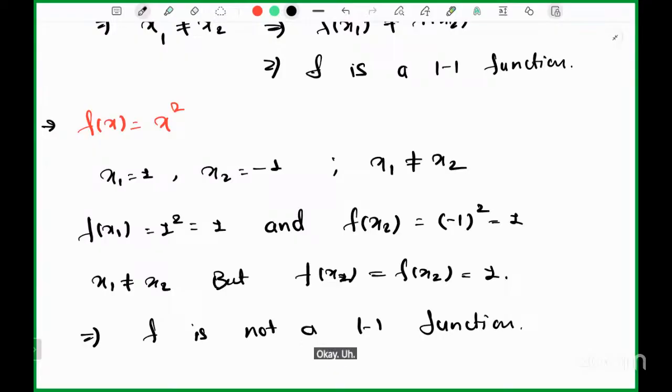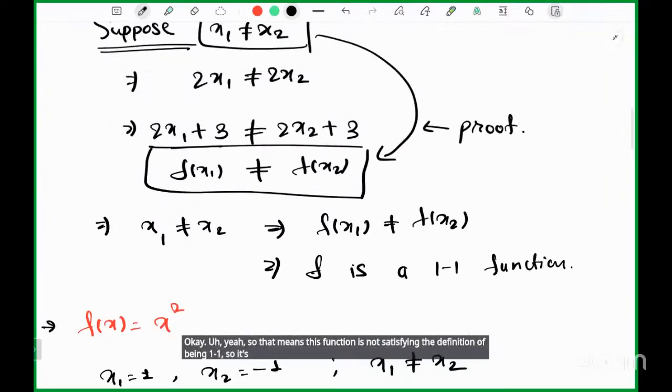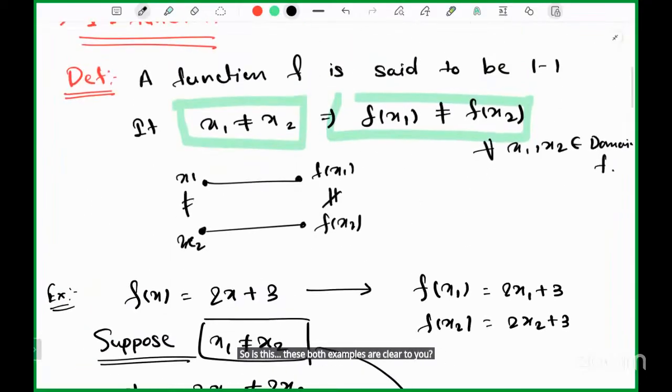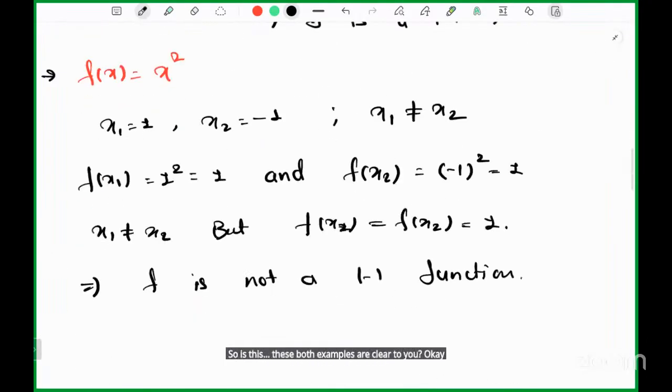Yeah, so that means this function is not satisfying the definition of being 1-1. So it's not a 1-1 function. Okay. So are both examples clear to you? Yes, ma'am.